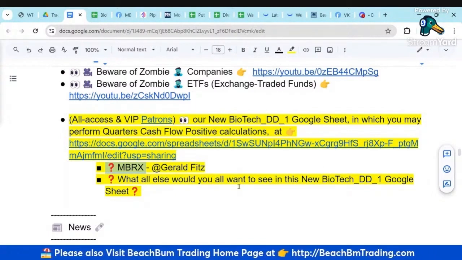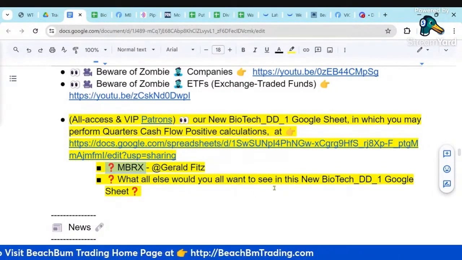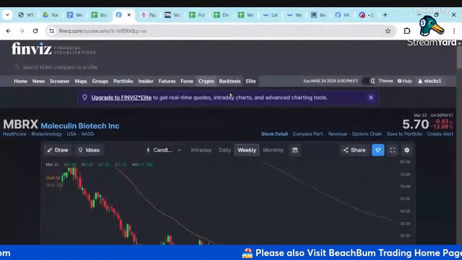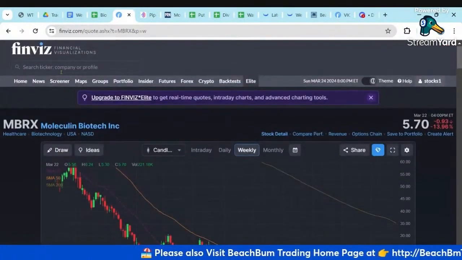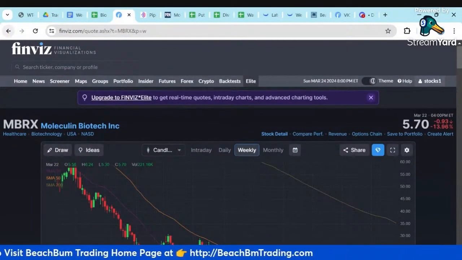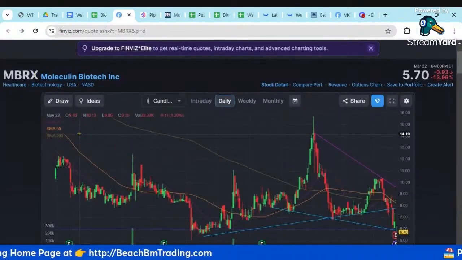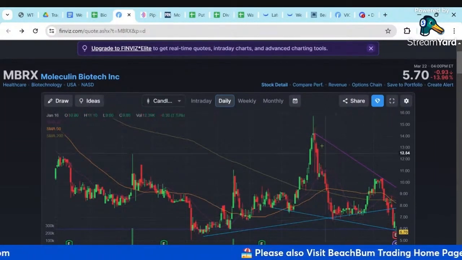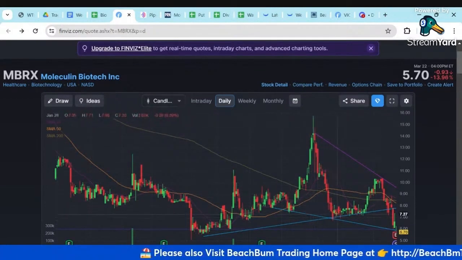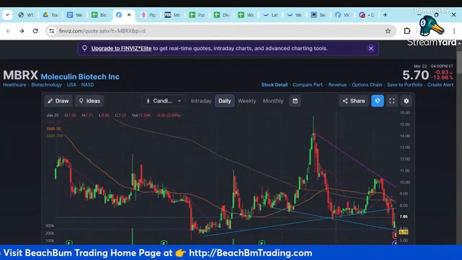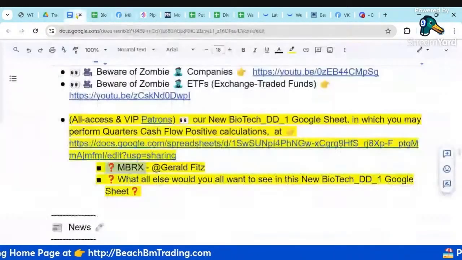Again, if you know more about their trials, when their catalyst dates are, that would benefit all of our BeachBum traders who might be interested again in MBRX. Again, warning signs: the split and the outstanding or the authorized shares. Watch out for an offering at any time, particularly right after they release positive news and get one of these pops. You see how it popped up very quickly and dropped right back down, actually below the level where it popped from. So again, I hope that all helps.